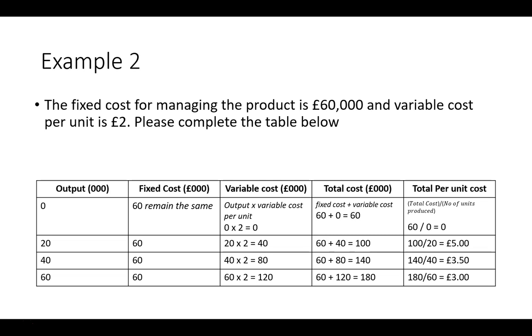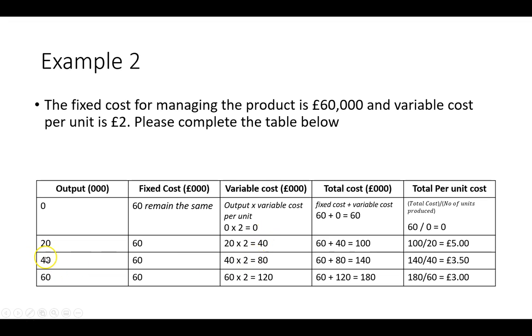So the variable cost changes as the number of outputs also changes. Here, because we got 0 output, it will be 0 times the 2, which will give us 0, if you remember your times table. Now here the output is 20, don't forget 20,000. So 20 times 2 will give us 40. So this is 40,000, because it was 20,000 units times 2, 40,000. But because we got 3 zeros here, it means 40,000. I hope you are with me, guys.